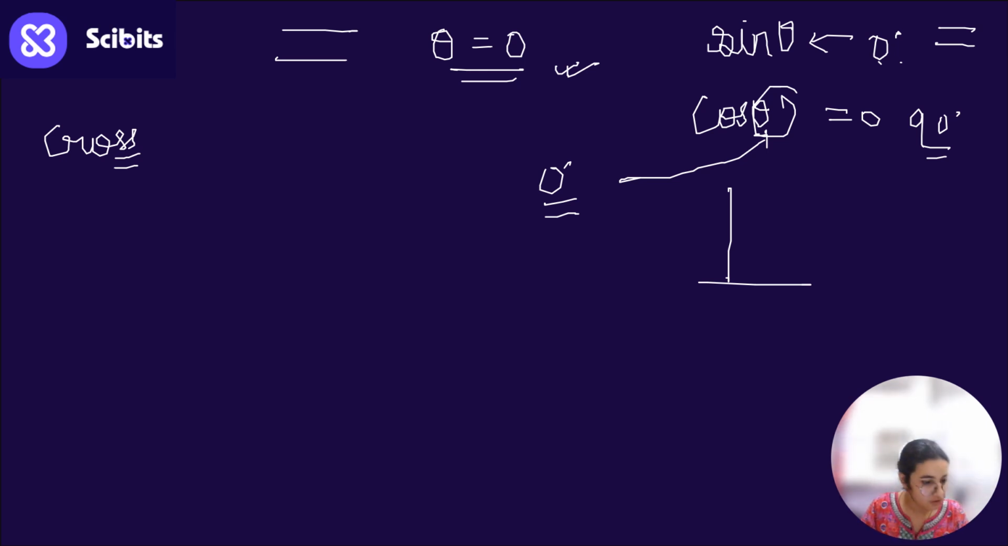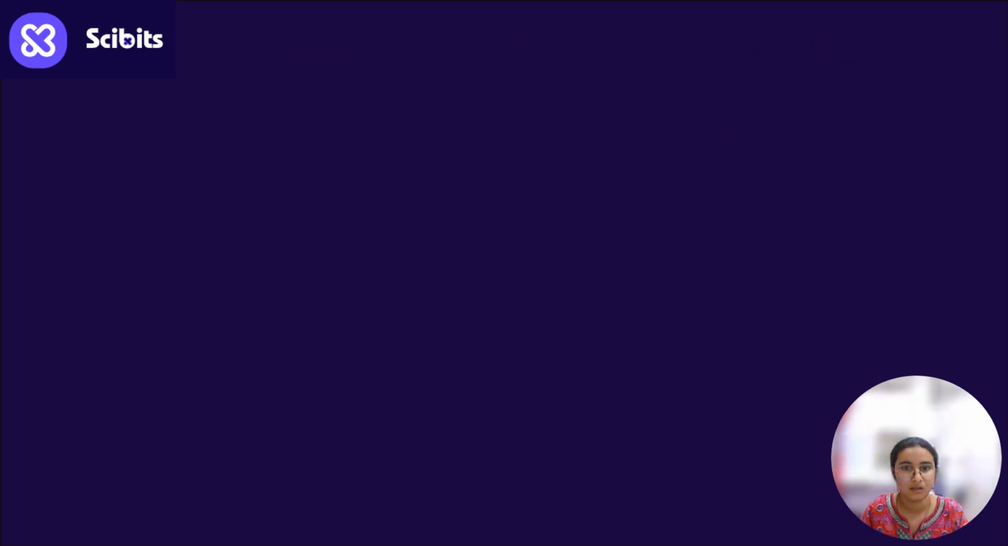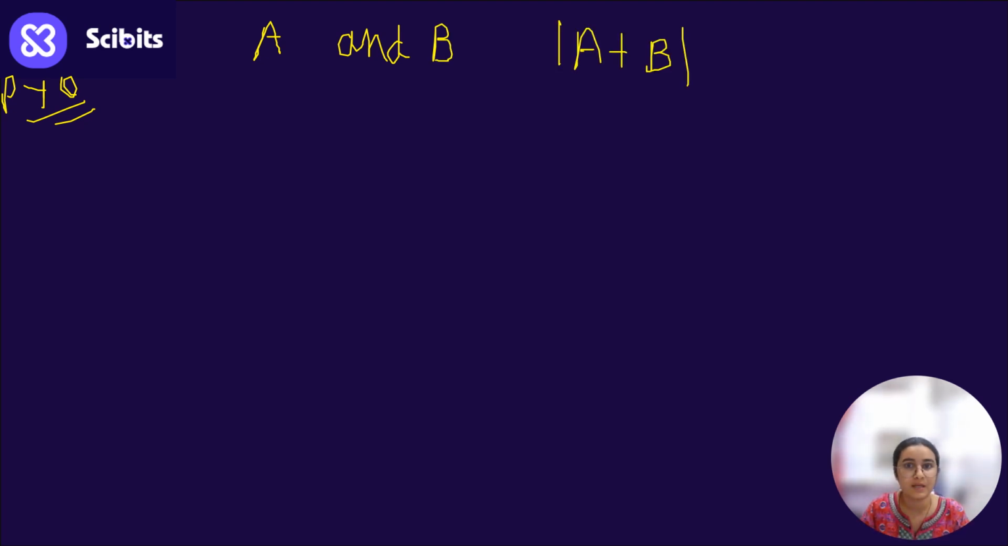Okay, so we got a question in 2003. I'm talking about a previous year question. A and B are two vectors such that the magnitude of A plus B is equal to the magnitude of A minus B. Then the angle between them is. Now we have to tell the angle between them.